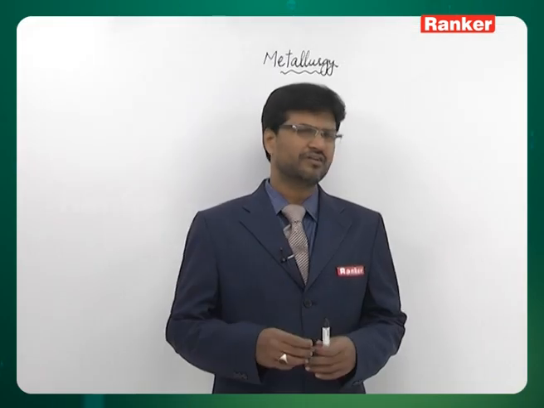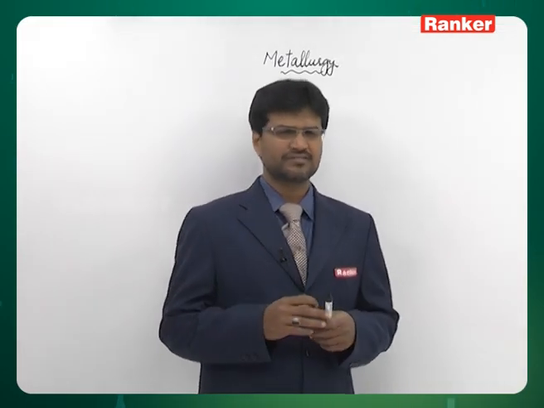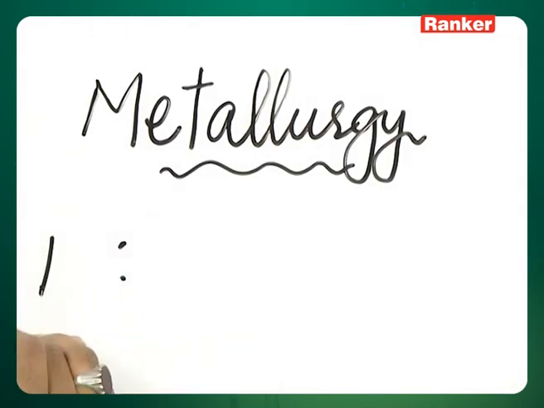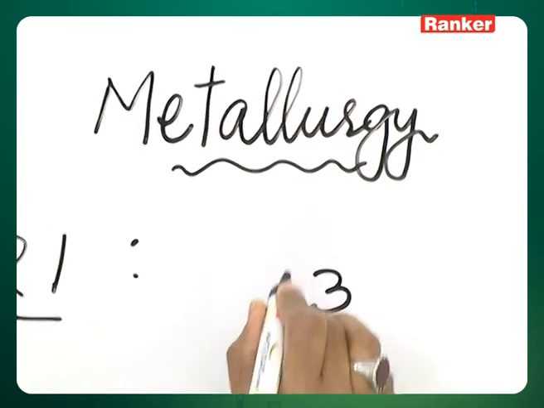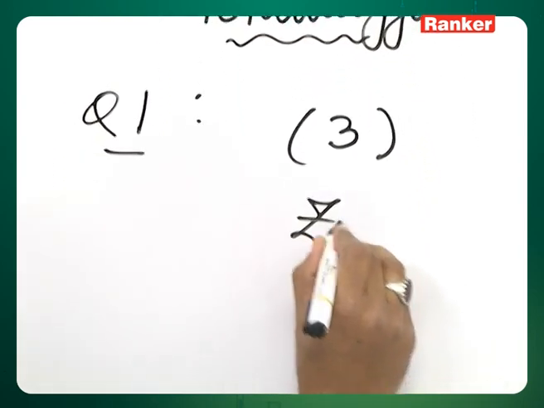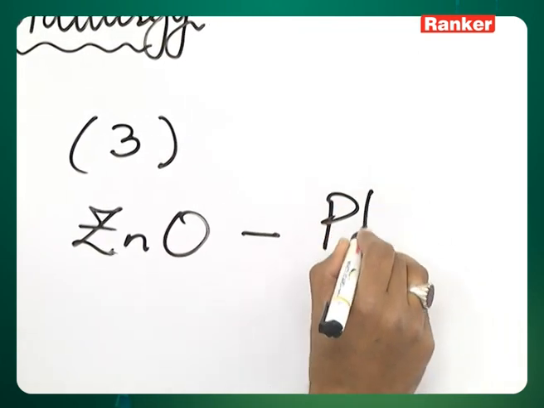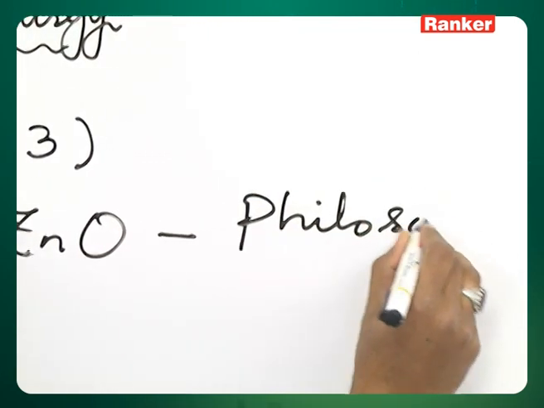Zinc oxide is called philosopher's wool popularly because it has a woolly appearance. So for question number 1, the correct answer is option 3, that is zinc oxide. Zinc oxide has woolly appearance, therefore it is called philosopher's wool.